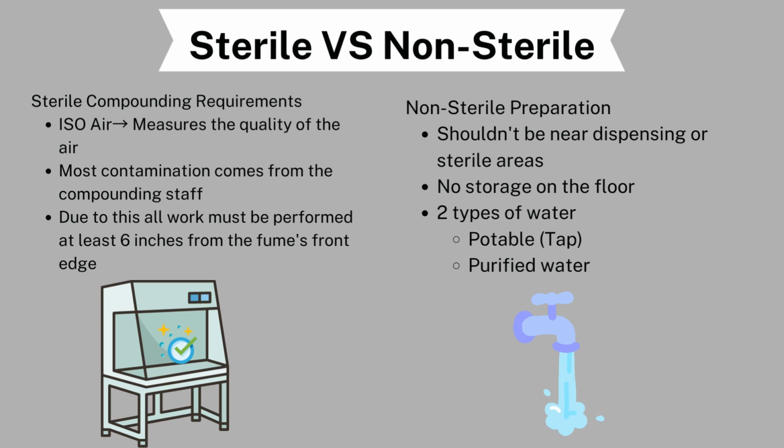So for sterile compounding requirements, we're going to have the ISO air. This is basically going to measure the quality of the air. Most contaminants come from the staff working at the compounding pharmacy, so we want to make sure the staff understands the compounding rules and regulations for sterile products. Because of this, when working, all workers must stay at least 6 inches from the hood's front edge.